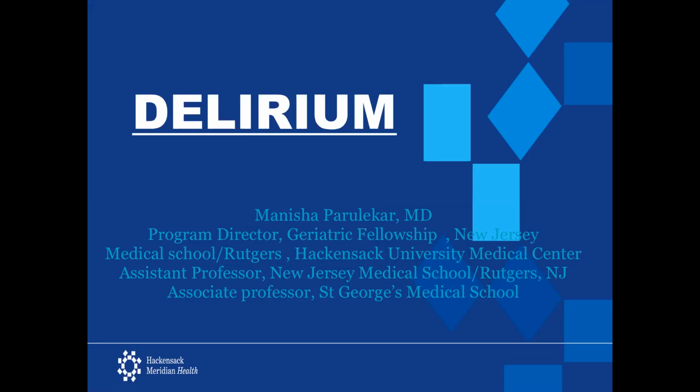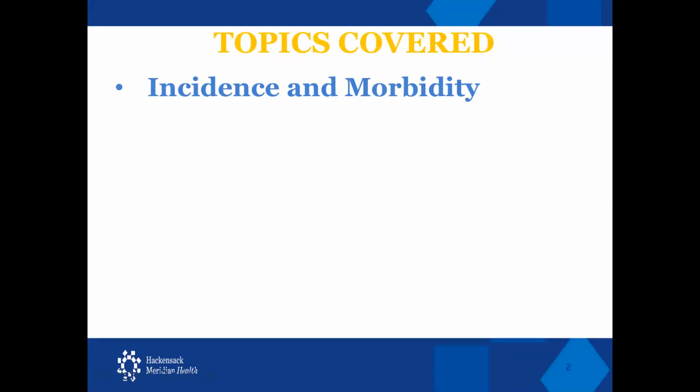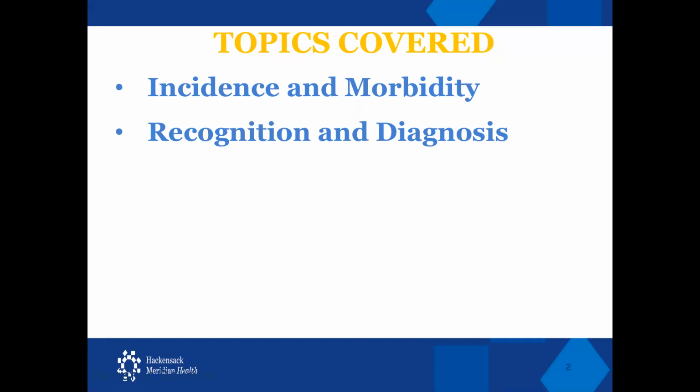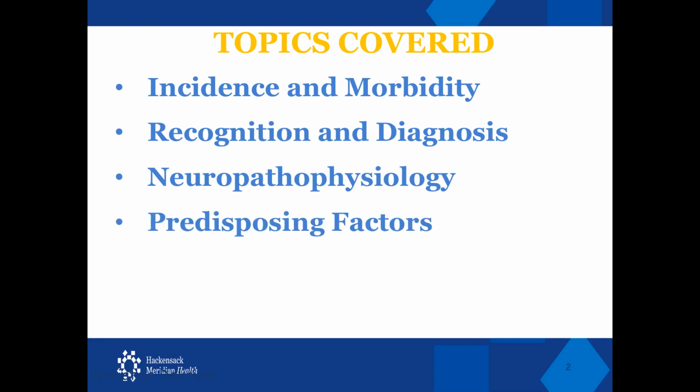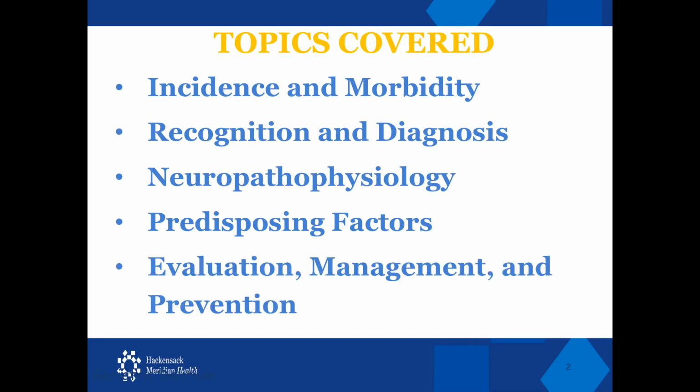Okay, let's get started. We have a lot to cover for this important topic, so we want to make sure that we touch every possible topic that is important. This is what we're going to talk about. A little bit about the incidence and the morbidity attached to this particular diagnosis. How do we recognize and diagnose? What is the neuropathophysiology behind delirium? What are some of the predisposing factors? And of course, the most important: how do we evaluate, how do we manage, and what can we do to prevent this from happening in the first place?